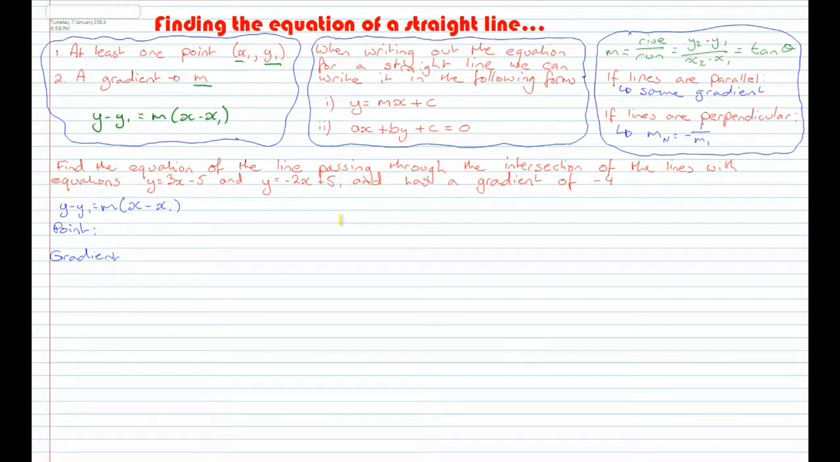Right, so let's write in first of all the bit that we do know for sure, and that is the gradient is equal to negative 4. It gives us that straight up, so we're going to just write that in here. Gradient is equal to negative 4.